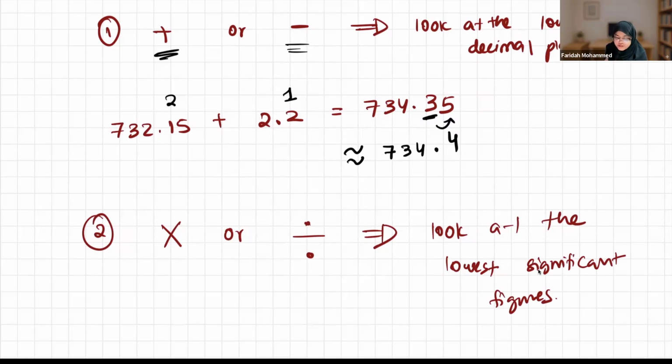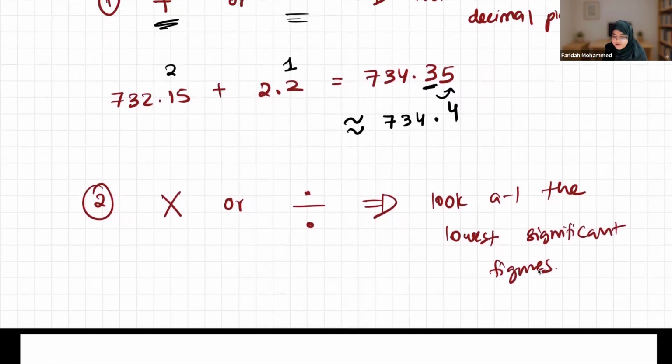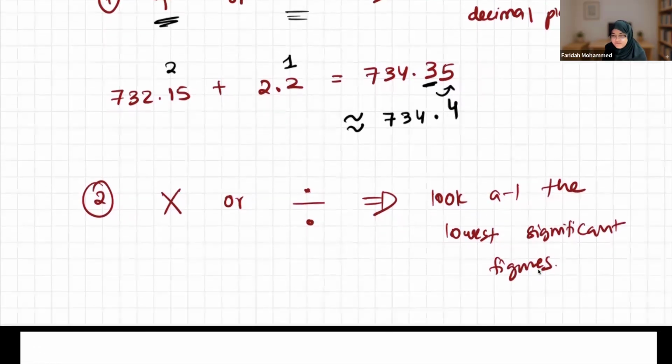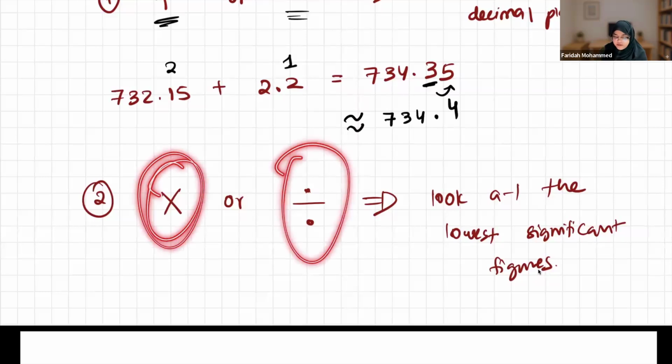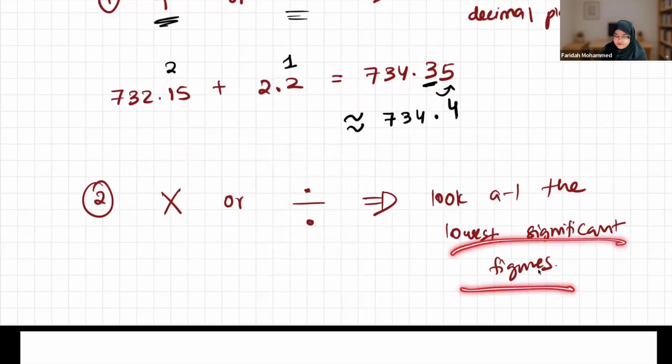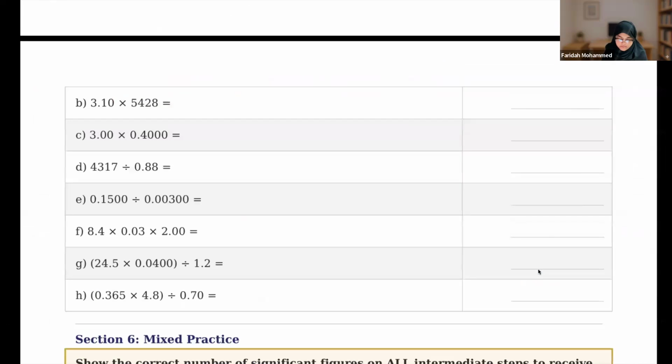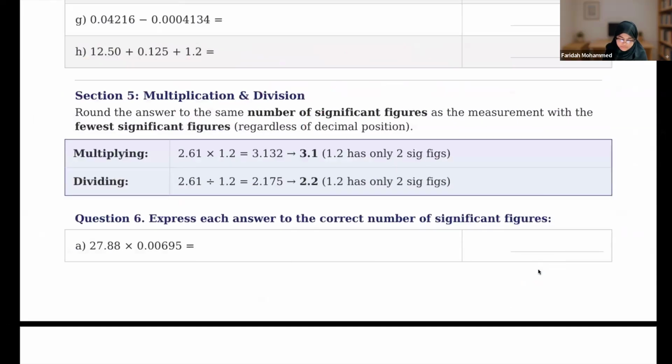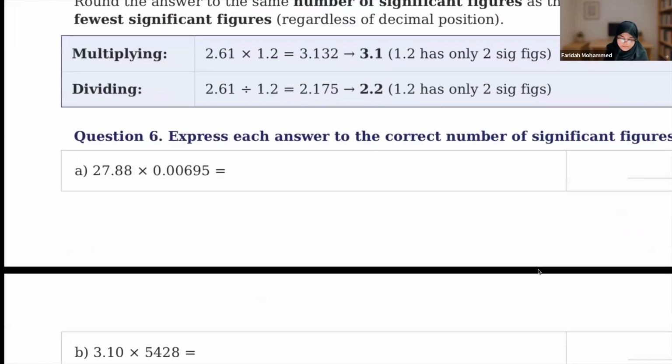So each number that you're going to multiply or divide, you have to see, oh, this number has how many sigfigs? This one has how many sigfigs? And then we're going to round off our numbers to the lowest sigfigs. Not decimal place anymore. So multiplication and division are going to have the lowest significant figure. So, for example, this one, A. This one has how many sigfigs?